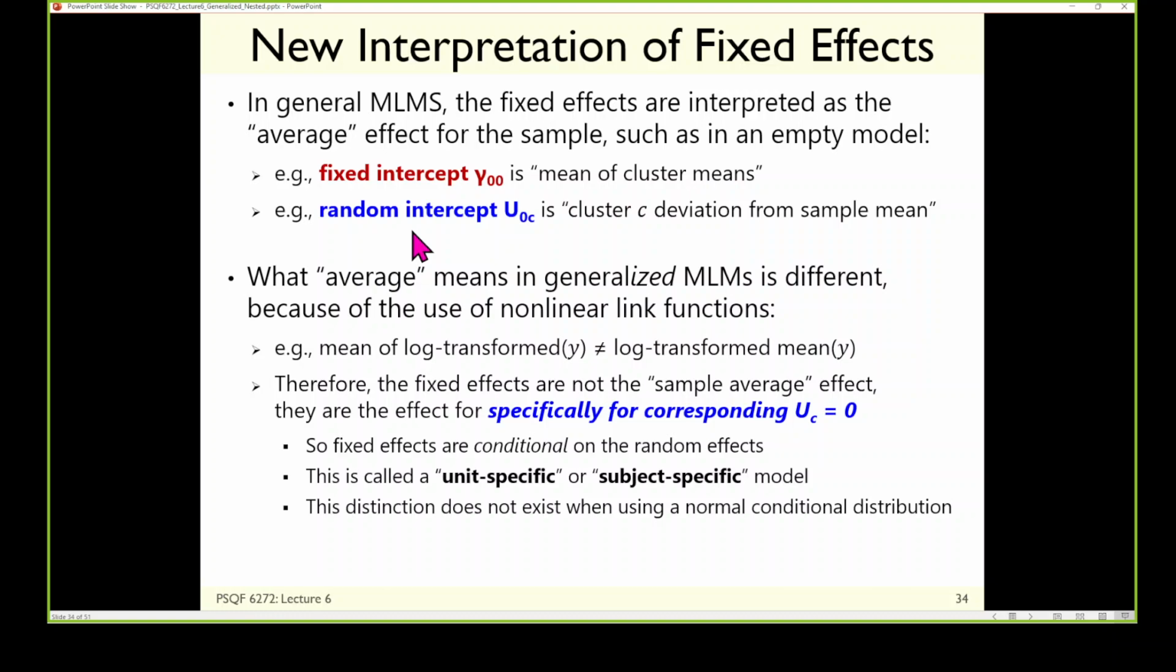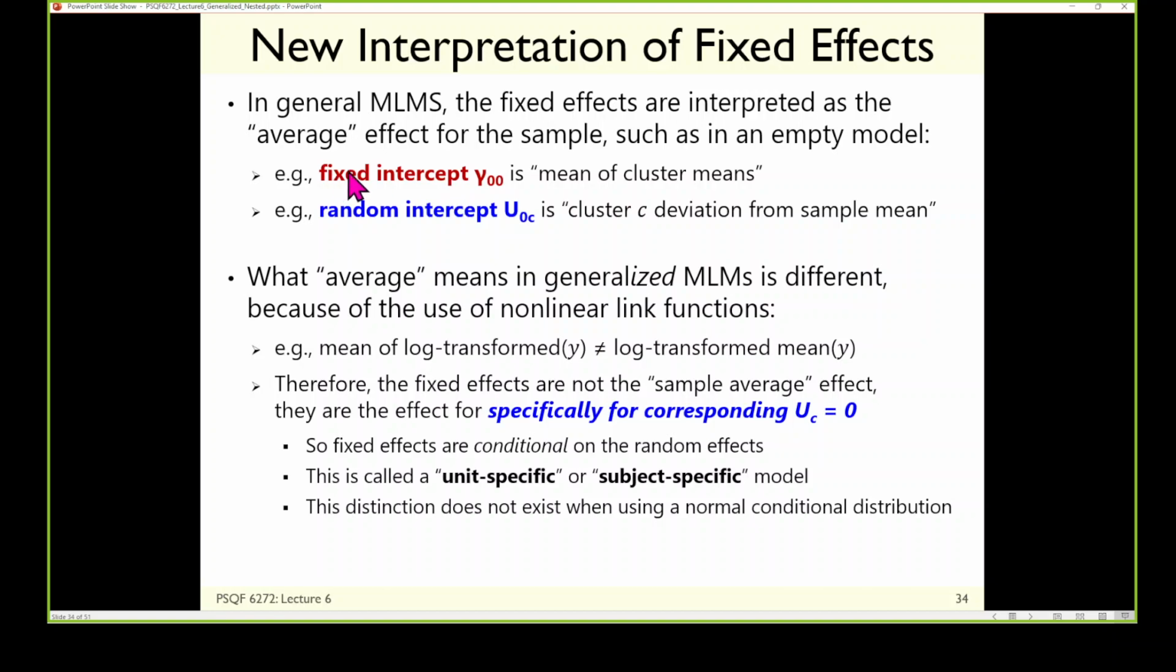In the models we've talked about up to this point, the fixed effect, whenever it has a random effect around it, becomes the mean of that. Like in a random intercept model, we say the fixed intercept is the mean of the cluster means. If I add a random slope, the fixed slope for that predictor is the mean of the cluster slopes and so forth. That doesn't work anymore in generalized land.